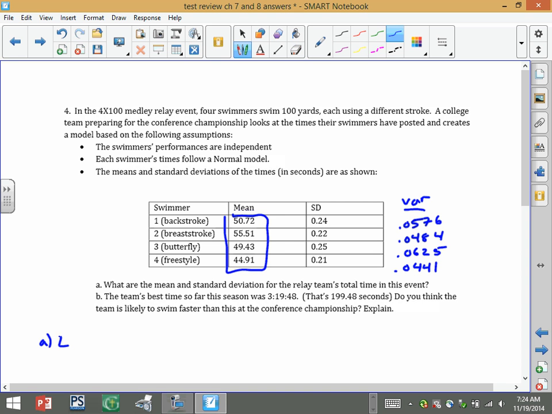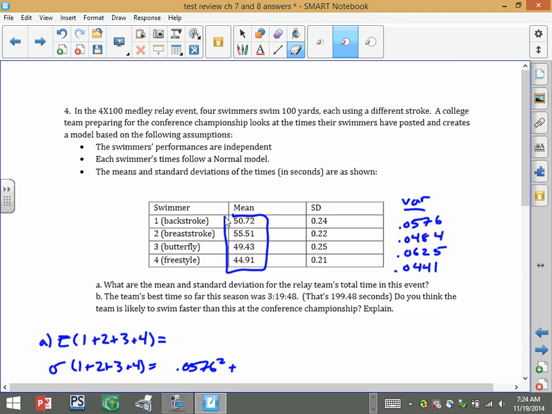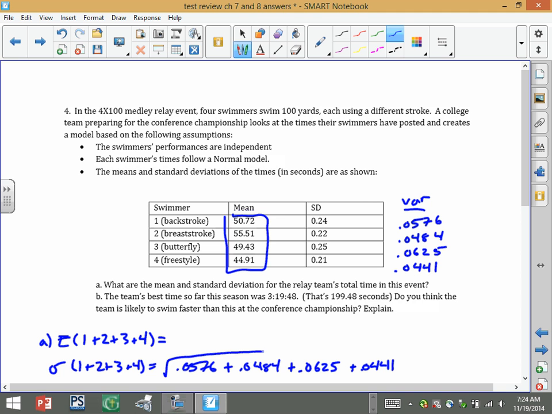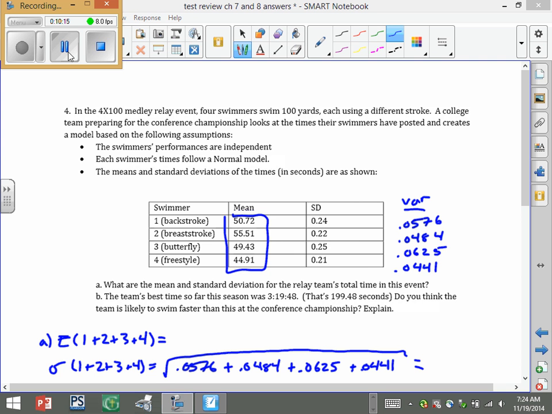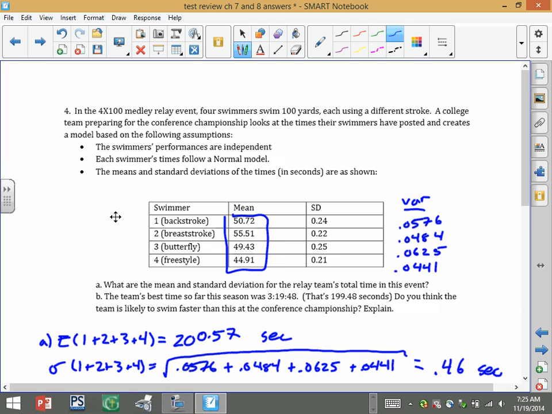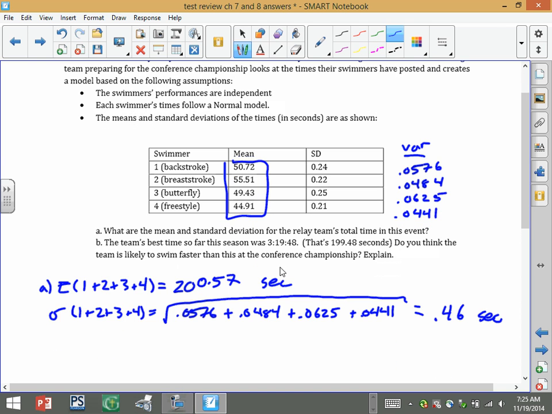So the mean and the standard deviation, the mean, you're just going to add all those together. So 1 plus 2 plus 3 plus 4. And then for standard deviation, remember we've already done the squaring. Add all the variances, 1.0441, and you need to come back and take the square root. So the value for the expected value and the standard deviation would be basically 200.5 seconds with a standard deviation of 0.46 seconds.